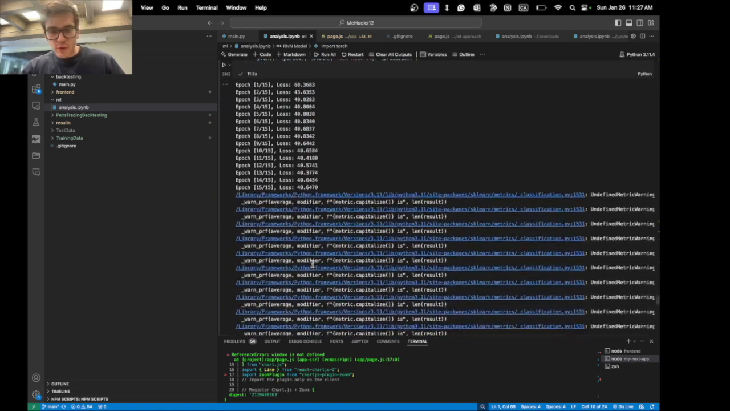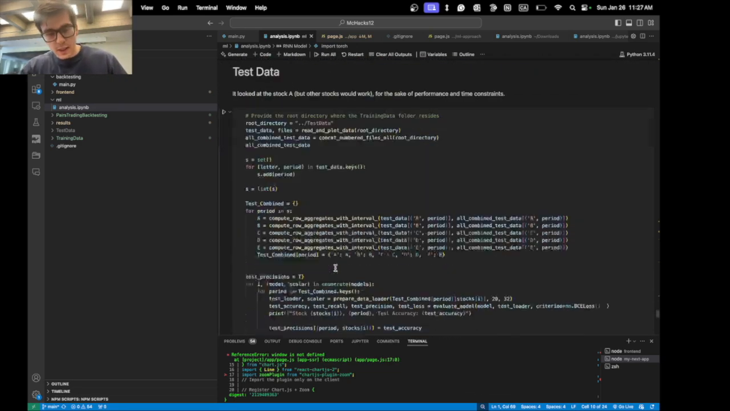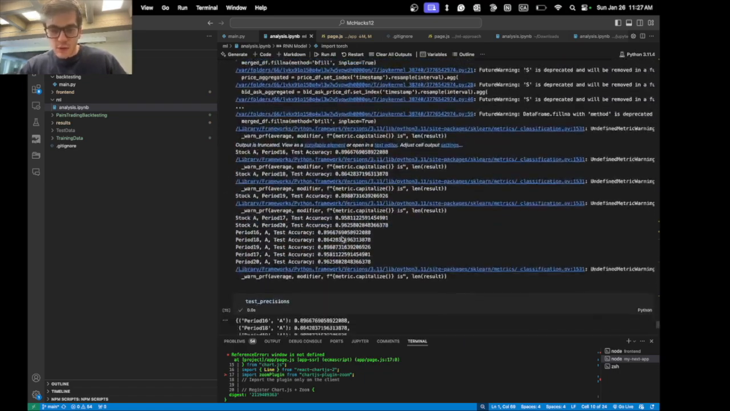We ended up getting around 0.9, 0.8 test accuracy, and for the training data or test data, sorry, we also did really well. We got around 0.8, 0.9.